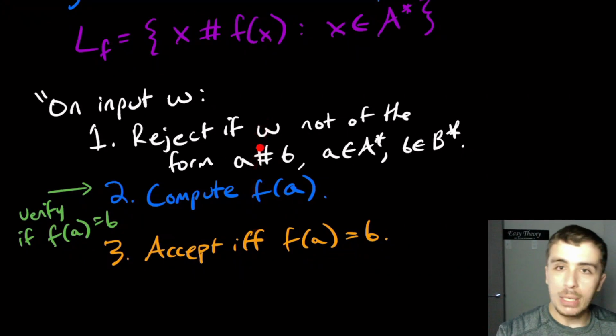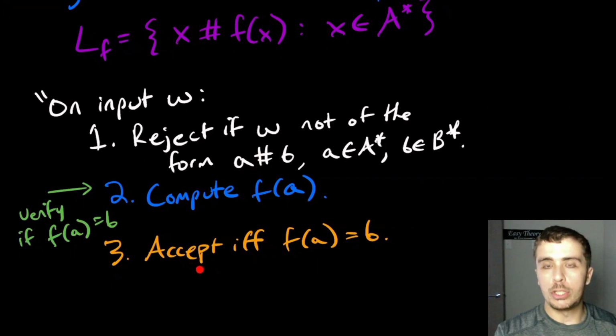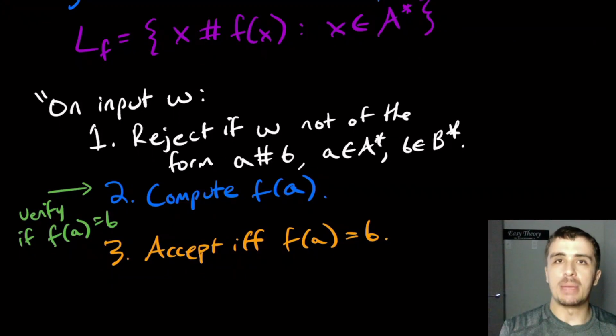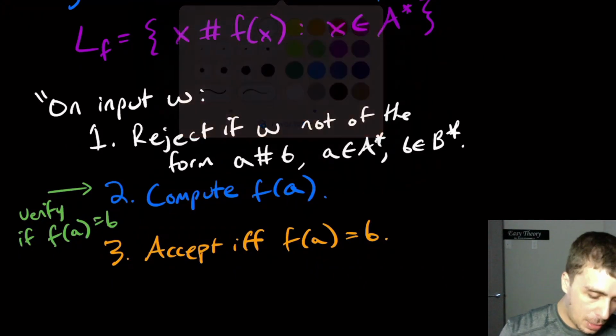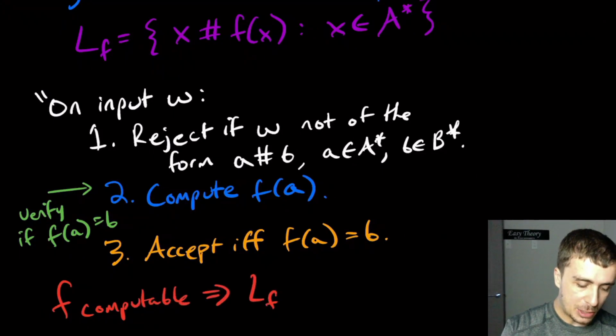So what is the runtime of this thing? Well, it's finite in total. And we are going to accept or reject as the case may be, depending on whether the input is in L sub f. So in a finite amount of time, we are accepting or rejecting the input correctly, which means we just made a decider for the language, and therefore the language is decidable. So then what we can claim here is that if f is computable, that implies that L sub f is decidable.